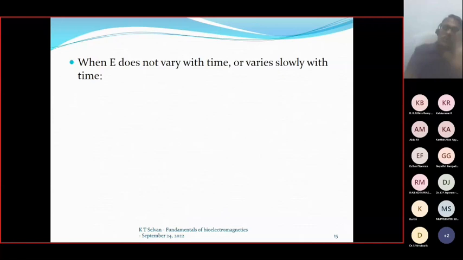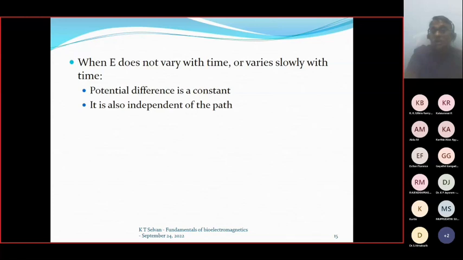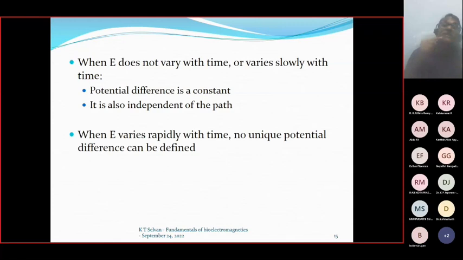And then it is not difficult to understand that when E does not vary with time or varies slowly with time, potential difference is a constant. So what is the condition? E either does not vary at all or it varies very slowly with time, in which case we can approximately say that potential difference is a constant. It is also independent of the path, as we have discussed. However, when the E field varies rapidly with time, it is not possible to define a unique potential difference because it keeps changing, is it not? So that idea is not difficult to follow.